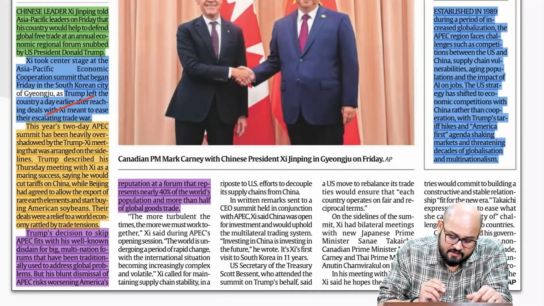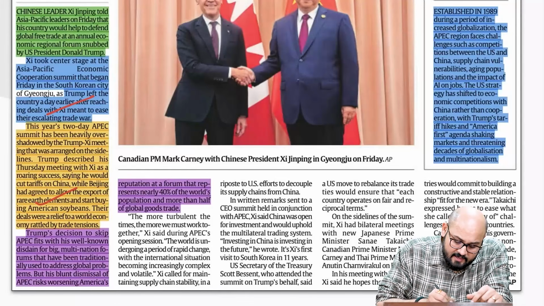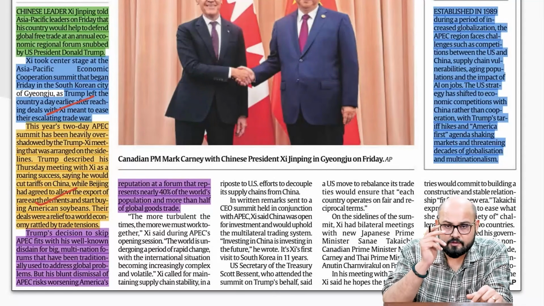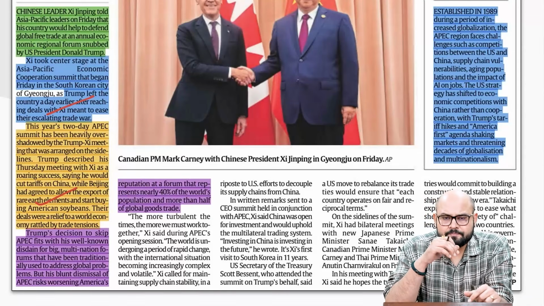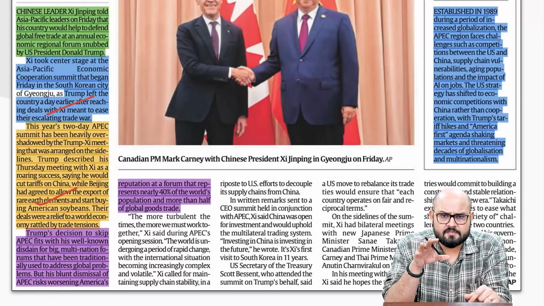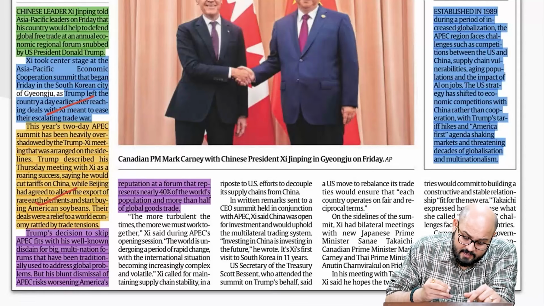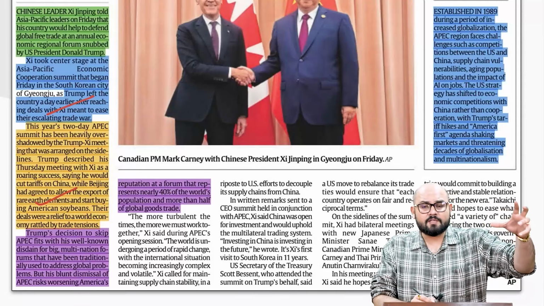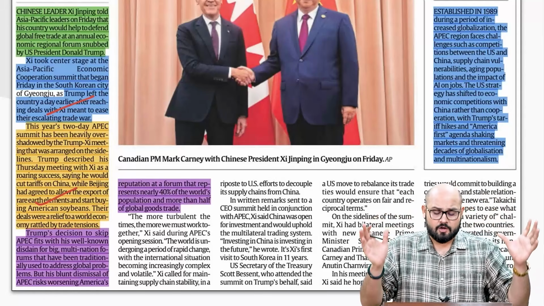Trump described his Thursday meeting with Xi as a roaring success, saying that he would cut tariffs on China, while Beijing had agreed to allow the export of rare earth elements and start buying American soybeans. That is the kind of bargains which were accepted, right? So that is what you'll have to understand. Their deals were a relief to the world economy rattled by the trade tensions. So whatever they do obviously has an implication on the world economy also.